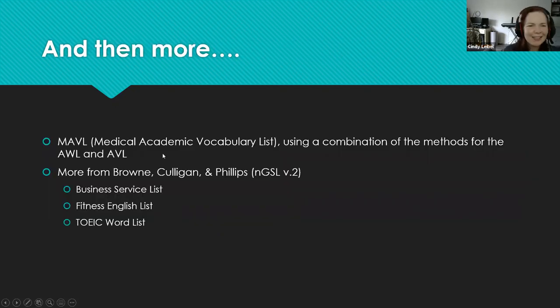And there's more. The list just keeps going. If I present this in 2 years, I would have even more to talk about. For example, the medical academic vocabulary list, by Brown, Culligan, and Phillips, the ones who made that second version of the GSL. They also have a business service list, fitness English list, and so on. So there's more out there. This is not comprehensive, but I tried to focus on the bigger players in the field right now.